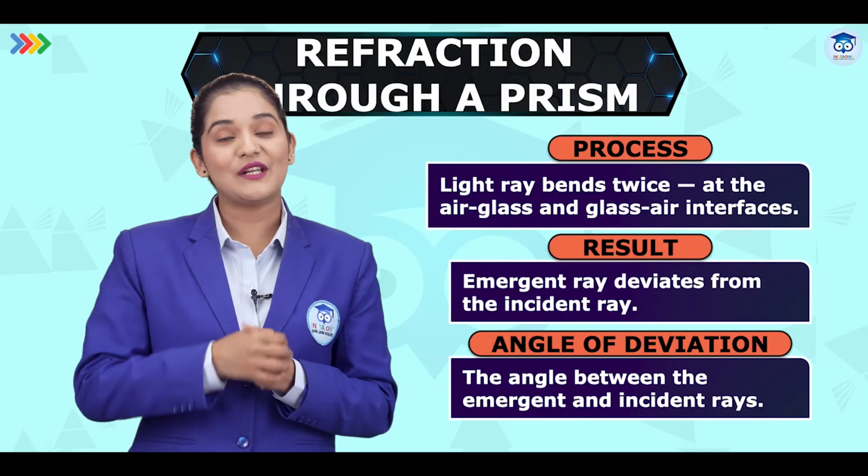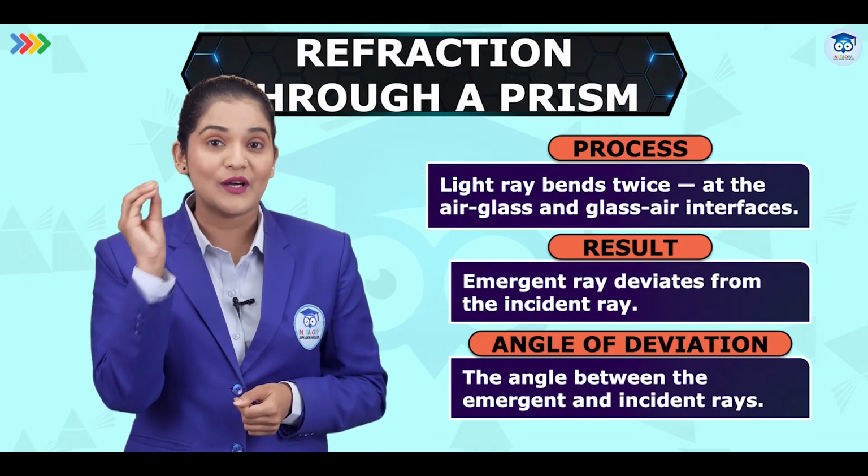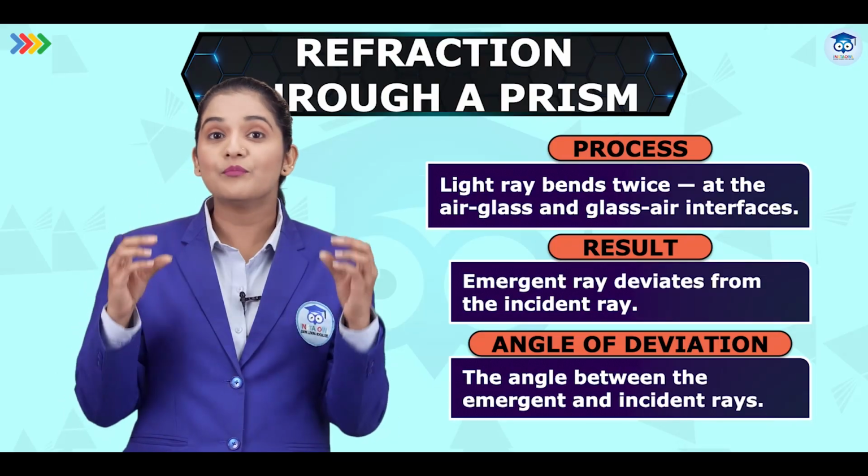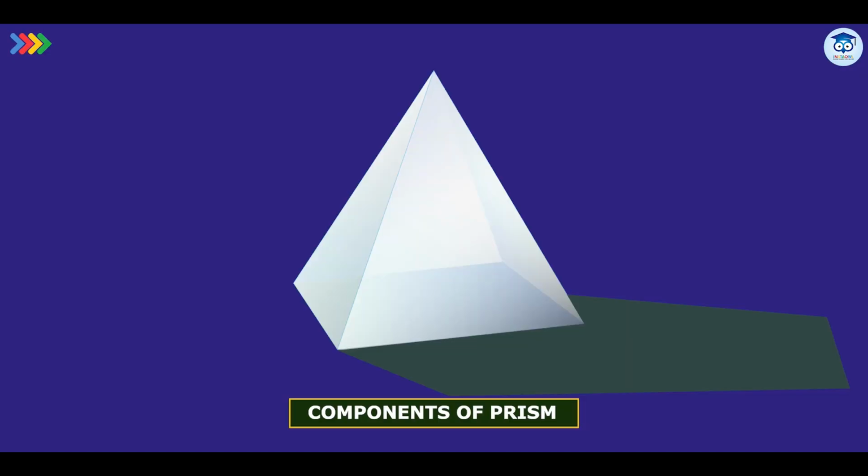Now, moving ahead with the topic, refraction of light through a prism. Before we begin, it is important to first understand the components of a prism. We start by identifying the vertex, which is the corner point where the edges of the prism meet. Now, observe the edges. These are the straight lines formed at the intersection of two faces, connecting one vertex to another. Next, look at the lateral faces. These are the side surfaces of the prism that connect the top and bottom faces.